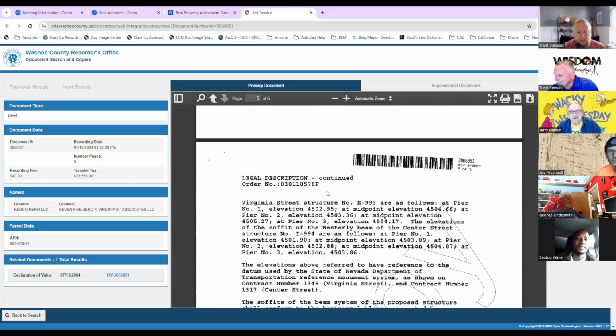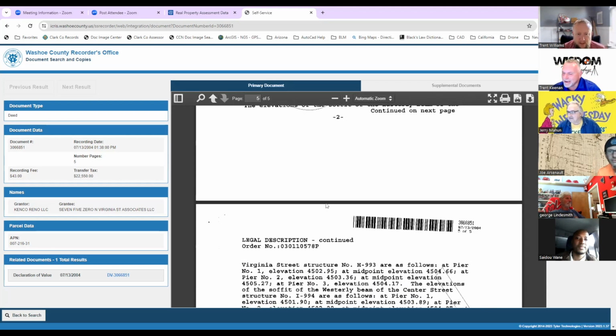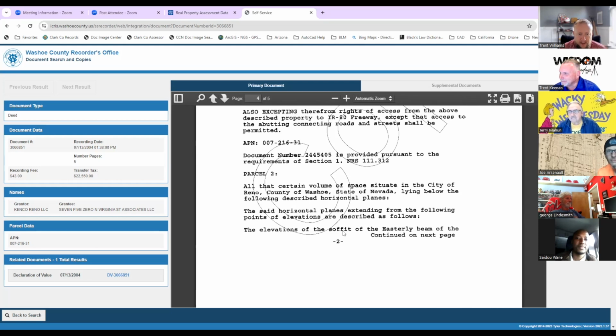Well, go back to that parcel 2 there, just at the bottom of that last page. All that certain volume of space situated in the city of Reno, lying below the following described horizontal planes. Yep, that's really interesting.